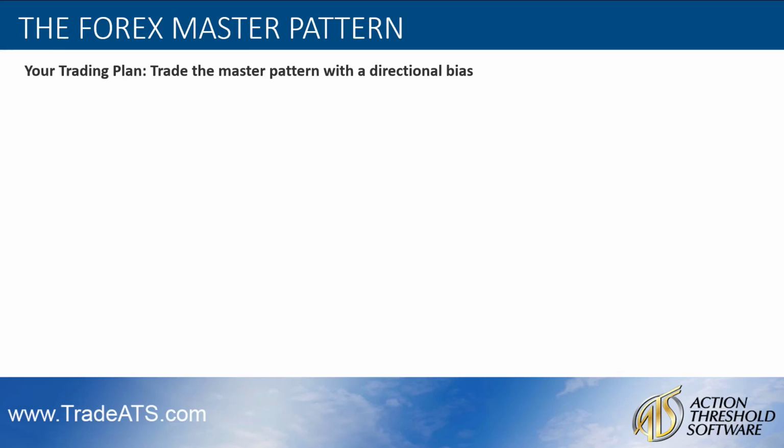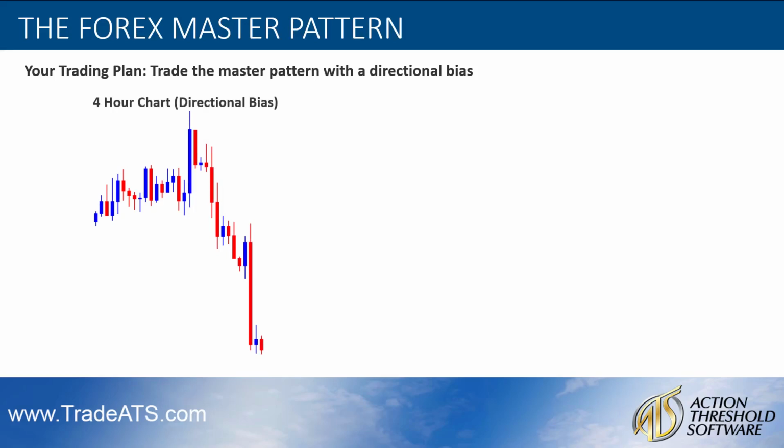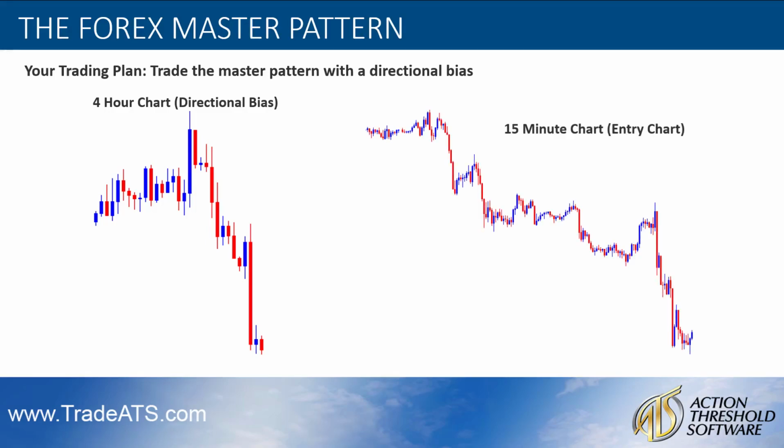So what we're going to do is drop in a 4-hour chart, and this is going to be called our directional bias. This is the chart that we're going to use as our larger time frame of a 2-chart setup to form our directional bias, which means that this chart's going to define whether we are looking for buying opportunities or looking for sell opportunities. We're going to pair that with, in this illustration, a 15-minute chart, and that's going to be our entry chart.